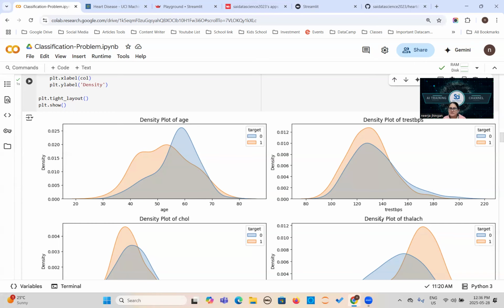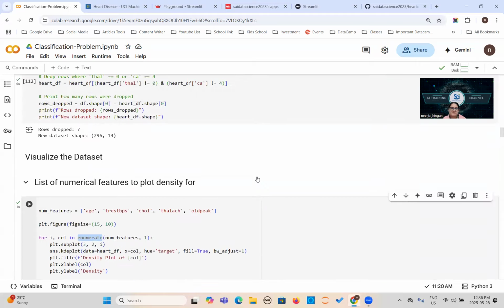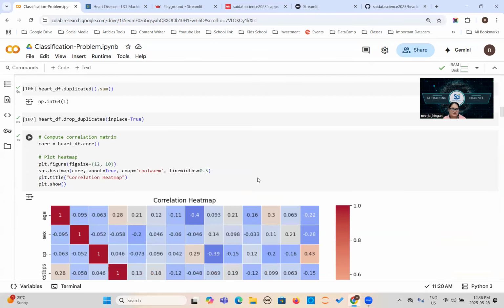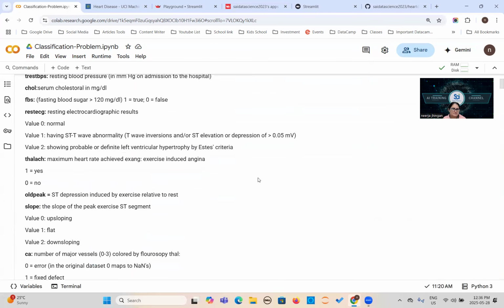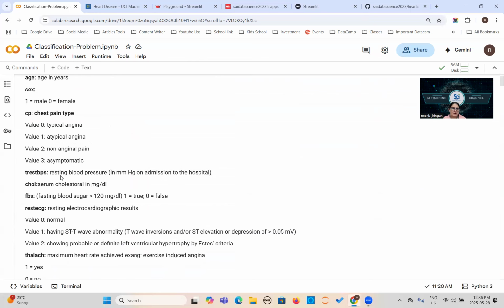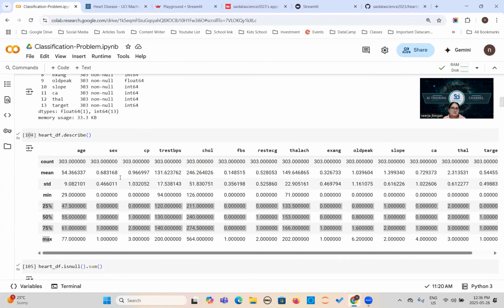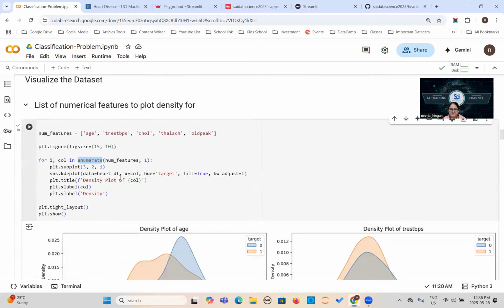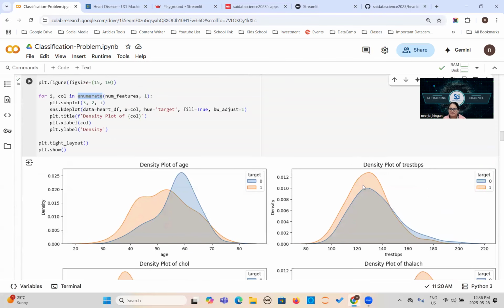And then here, look at this. I think it was the blood sugar level. Let me recheck it. Yeah, resting blood pressure. So this is the blood pressure. When the blood pressure range is between, we can say, 90 and the peak values is around 150, they have more chances of heart disease.